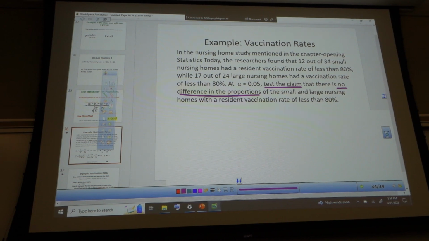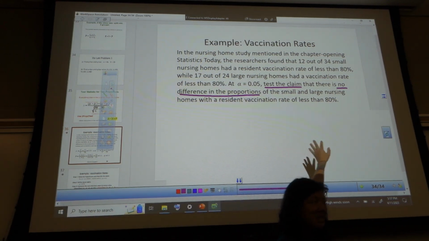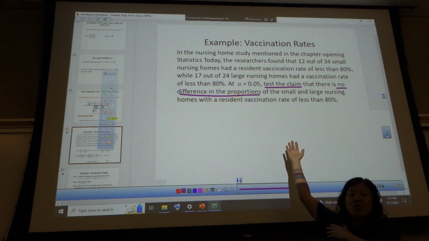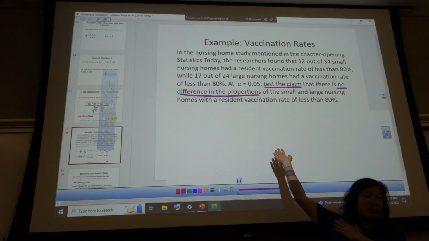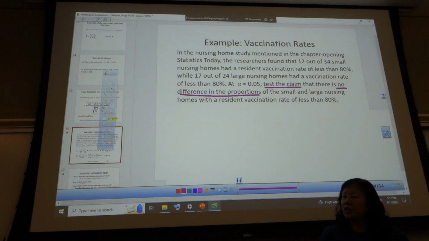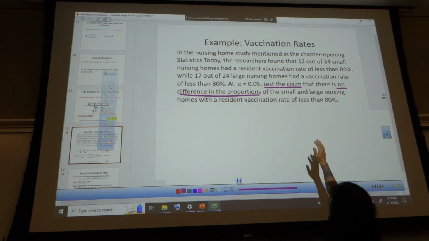I want to stay in her nursing home because their vaccination rate is not less than 80%. But this lady is less than 80%. That's the question you're asking in the nursing home. Does that make sense? It has nothing to do with any of the numbers you're going to be using to do the computations. It's simply the question that was asked. Good? All right.